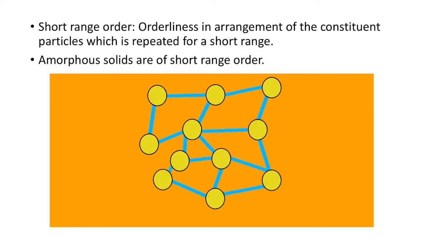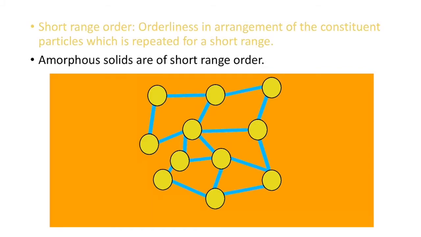What do you mean by range order? It means the arrangement of the constituent particles in an order which is repeated. If the repetition is less, we call it short range order. There is a picture down below. If I draw a straight line, can you tell me, are there any 4 constituent particles which are repeated or which are connecting to the line? No. This type of arrangement is called short range order.